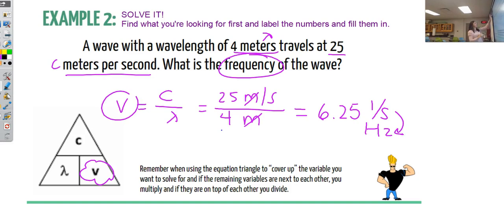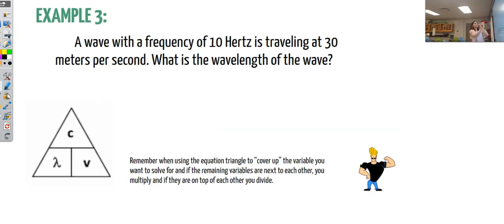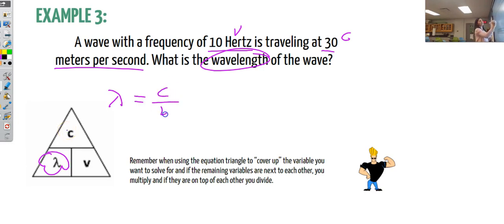Okay. One more. Let's do one last one on here. So it says we have a frequency of 10 hertz. So that's my frequency. It's traveling at 30 meters per second. That's my speed. So I'm going to do that as my c. And they're asking us for the wavelength. So now I'm looking for lambda. What is lambda equal to? Lambda is equal to, cover it, is equal to c over v. So I'm going to do c over v.